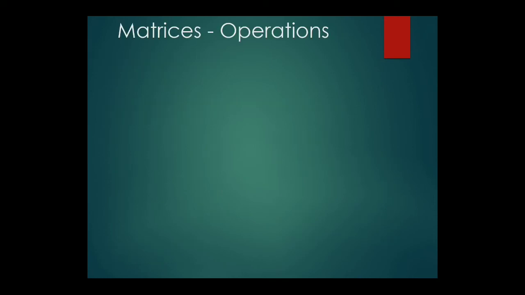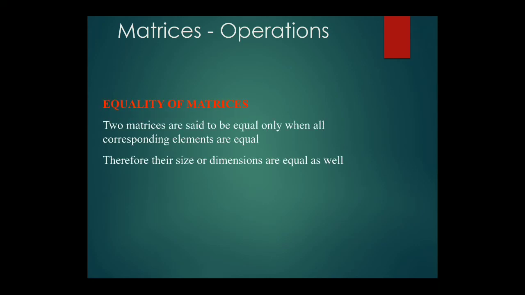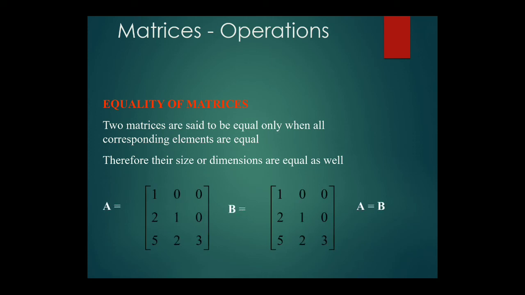Now that we're done with the types of matrices, let's go to the operations. The first we have is equality of matrices. So two matrices are said to be equal only when all the corresponding elements are equal, and their size and dimensions should be equal as well. We have an example here, A, and they've given the matrix as 1 0 0, 2 1 0, 5 2 3, and a B matrix as 1 0 0, 2 1 0, 5 2 3.